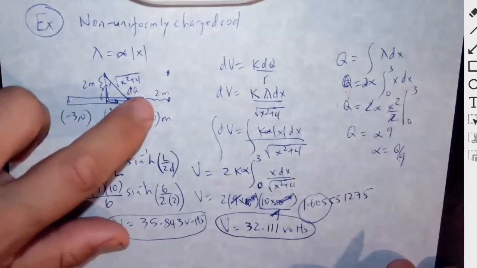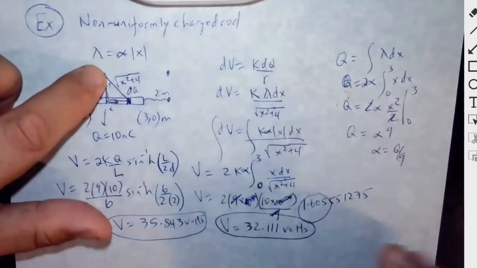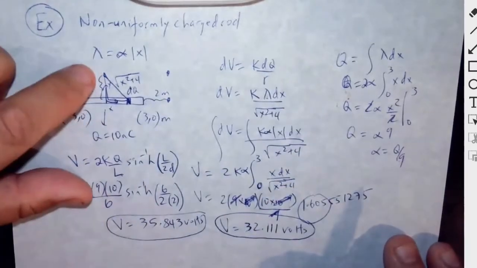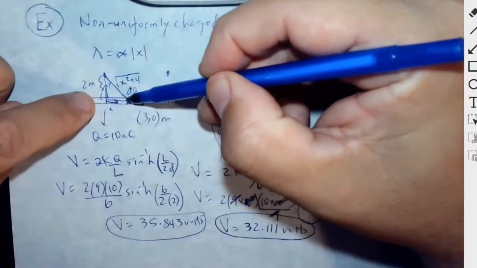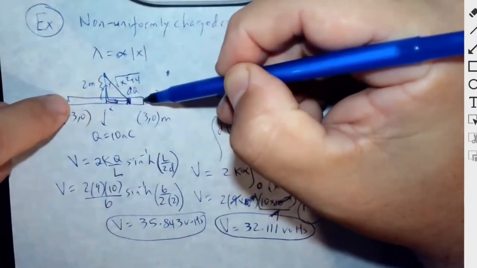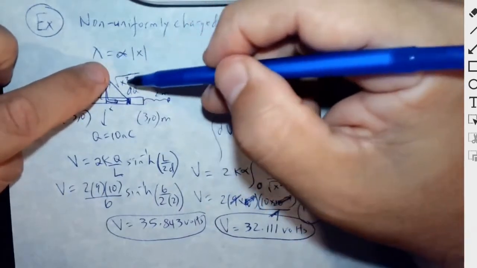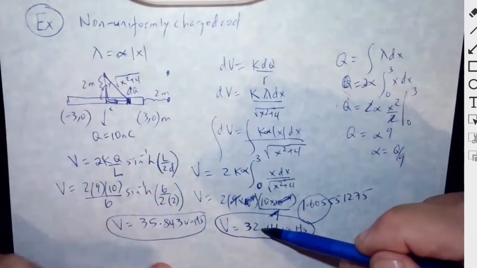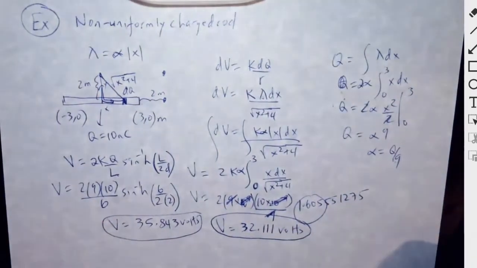If the uniform rod, which is equally charged everywhere, creates a voltage of 35 volts at that point, a charged rod, which is more charged towards the end, right, which is going to be farther away, right? So it should be slightly less voltage than the uniform. Yeah, it's good. Makes sense.